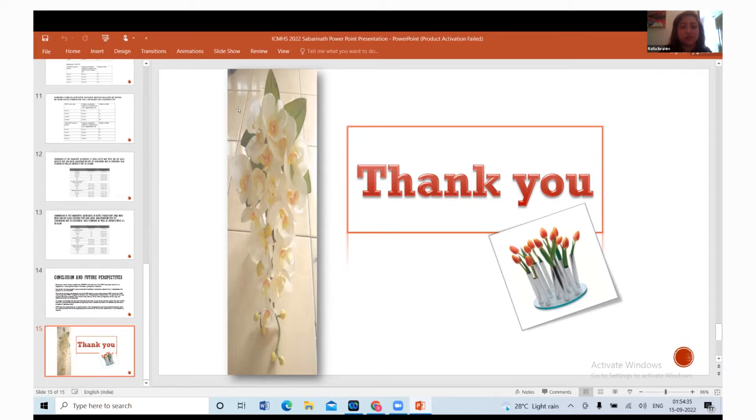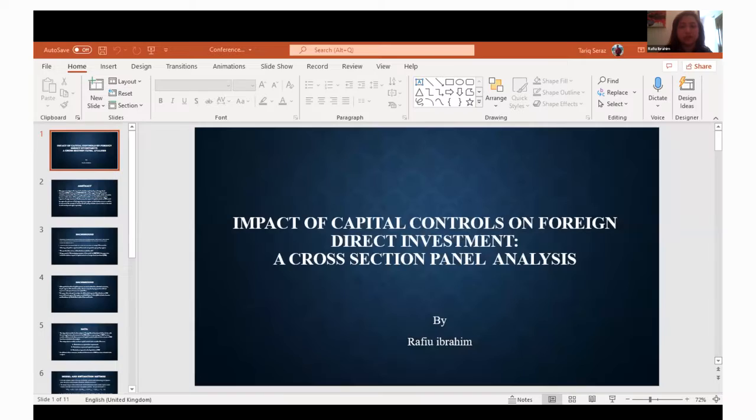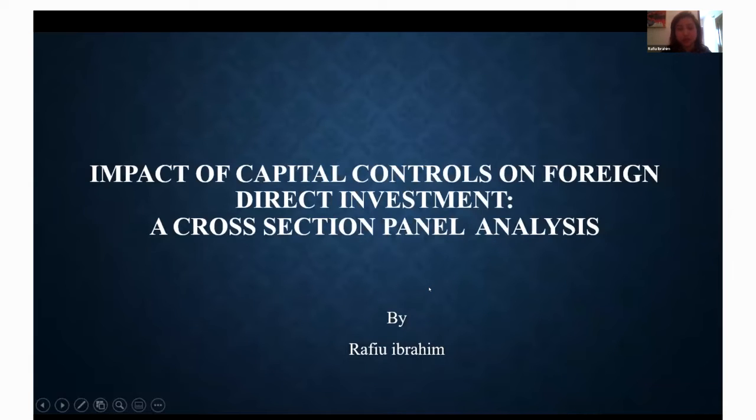So my research topic, I'm just going to share my slide, is basically in the field of financial economics, and the topic is the impact of capital controls on foreign direct investment, which is a cross-section pattern analysis. Basically, I have 96 developing countries in my data, and I'm trying to see how capital controls are affecting foreign investment inflow, particularly in the developing countries.